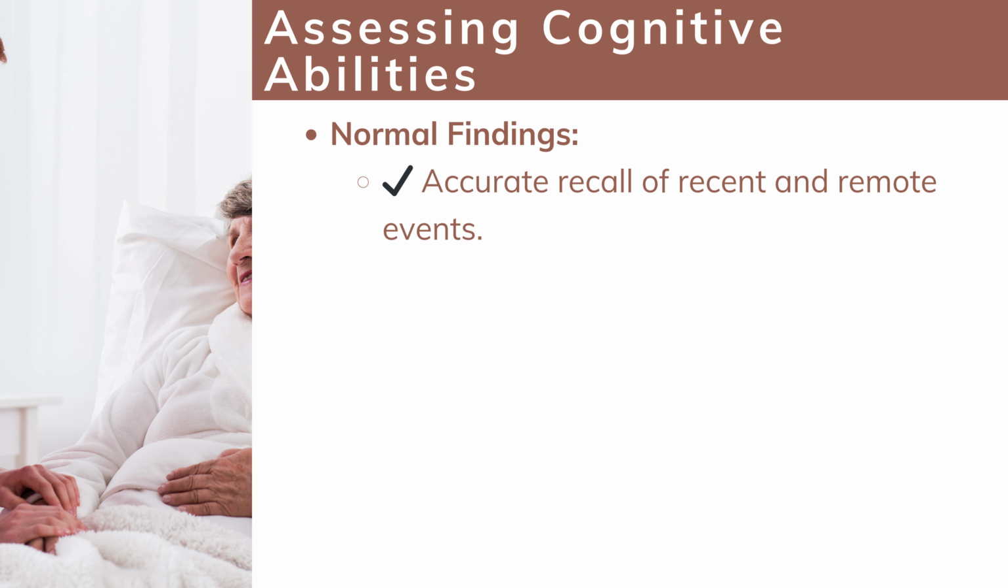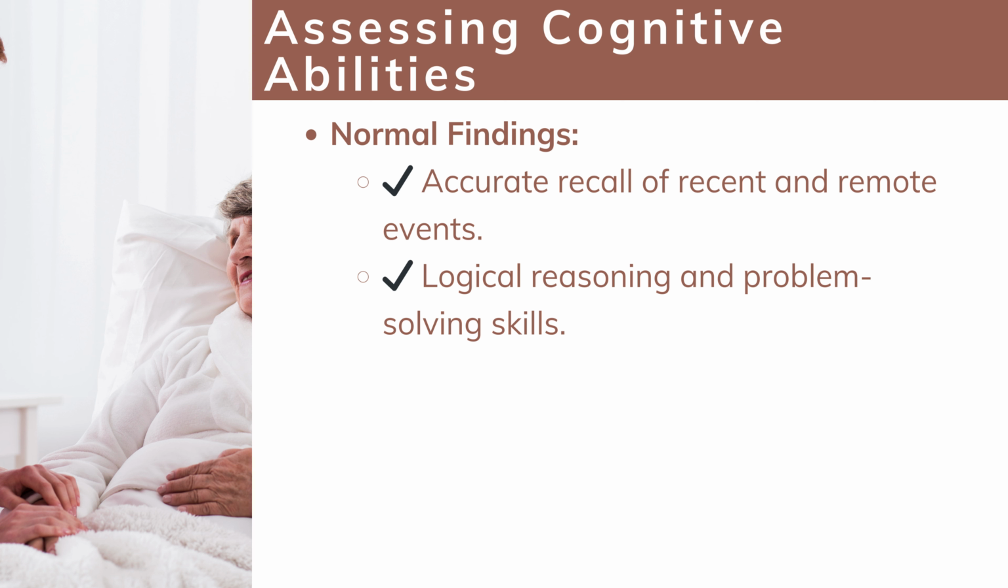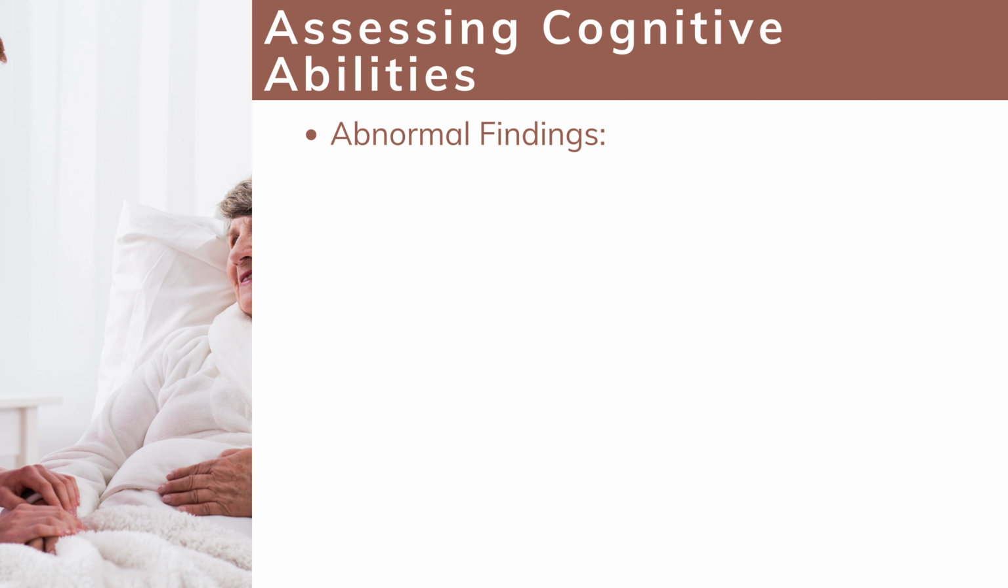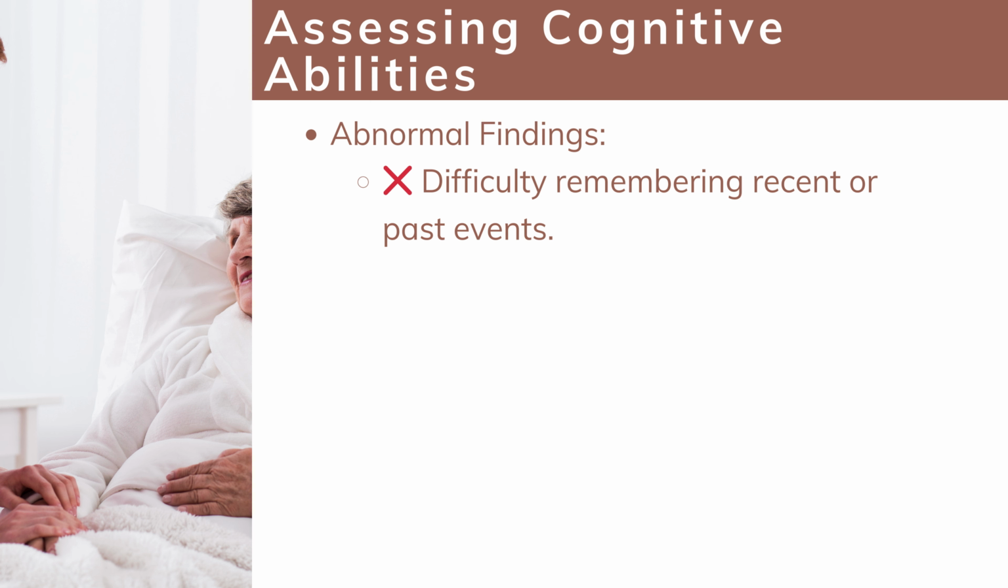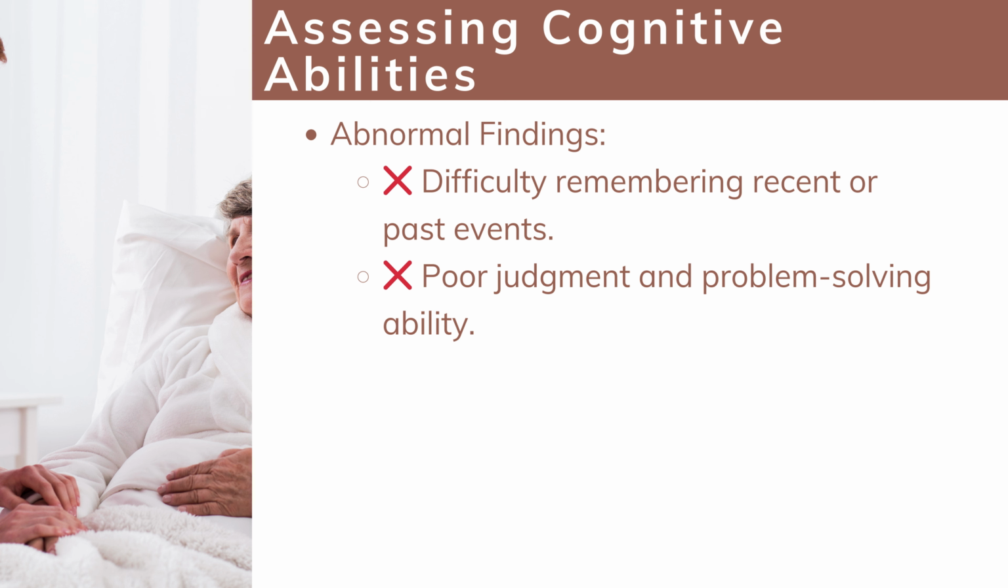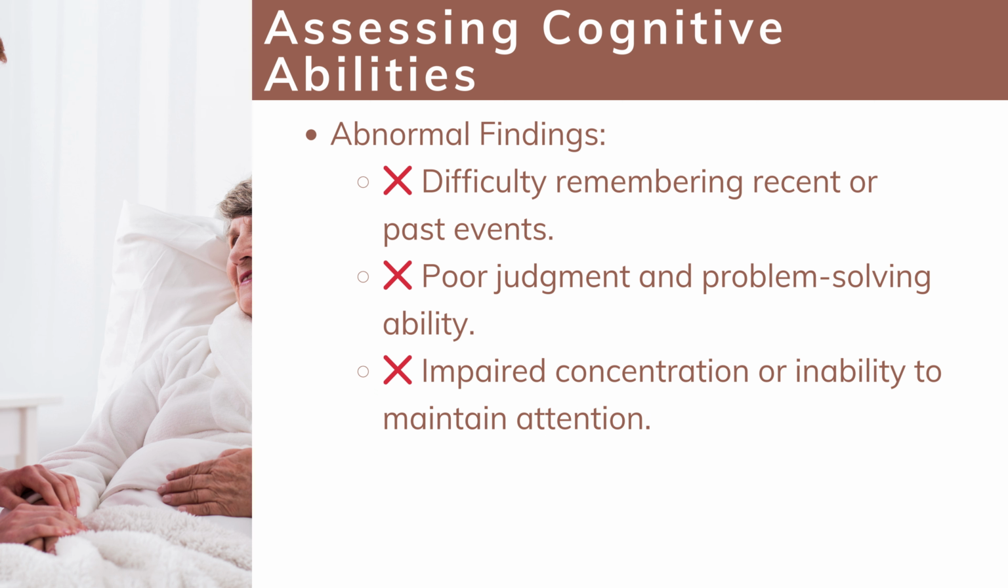Normal findings include accurate recall of recent and remote events, logical reasoning, and problem-solving skills. Abnormal findings include difficulty remembering recent or past events, poor judgment and problem-solving ability, impaired concentration or inability to maintain attention.